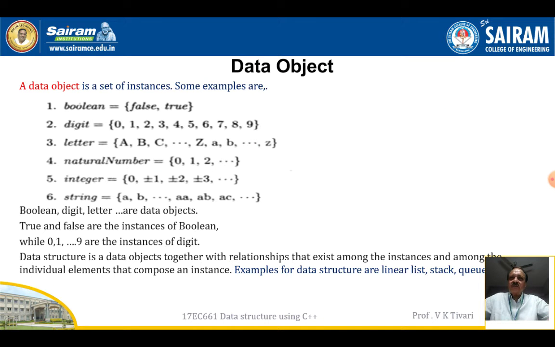Next topic is data object, which is the set of instances given below, like boolean, false and true, digits 0 to 9, letters, capital and small letters, natural numbers 0, 1, etc., integers 0, 1, plus minus 1, string values of the characters. Whereas data structure is a data object together with relationships that exist among the instances and among the individual elements that compose an instance. For example, data structures or linear lists are stacks and queues.